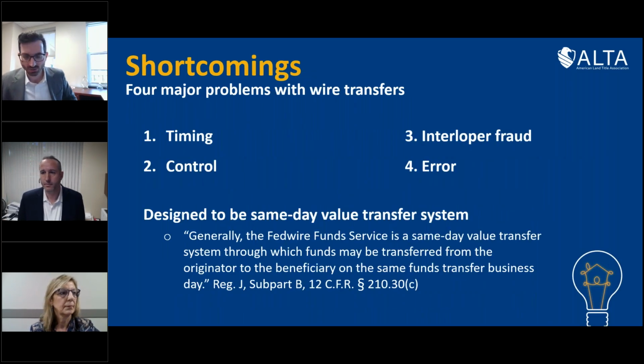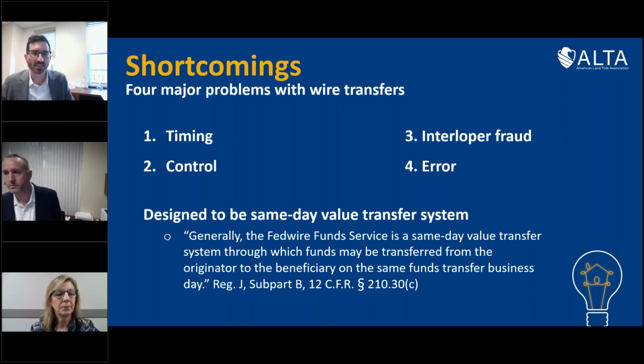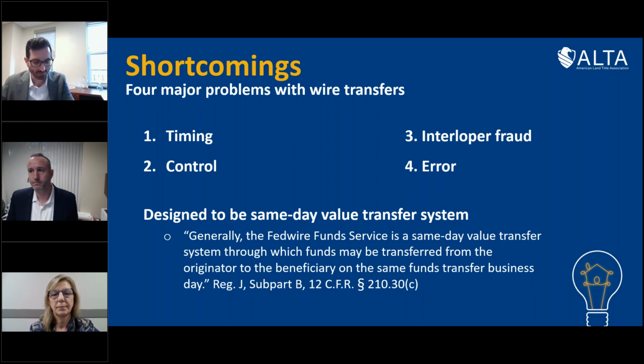So if wires provide strong rules of payment finality, what are some of their downsides? Well, everyone on this webinar is probably well aware of some of the downsides of wires. There are basically 4 major shortcomings, and I'll bucket these. All of these shortcomings are actually strongly related to the rules of payment finality. You have the problem of fraud or interloper fraud and error in the payment process, and you also have timing and control issues.